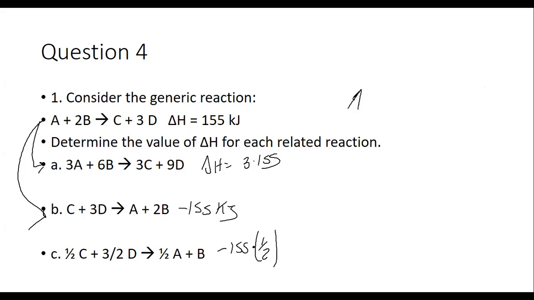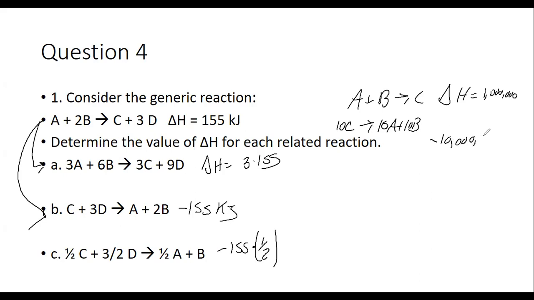A plus B goes to C, delta H is 1 million. So then what is 10C goes to 10A plus 10B. So I flipped it and multiplied it by 10. So that would be negative 10 million now. That's all. Anything I do to the equation, do it to delta H.